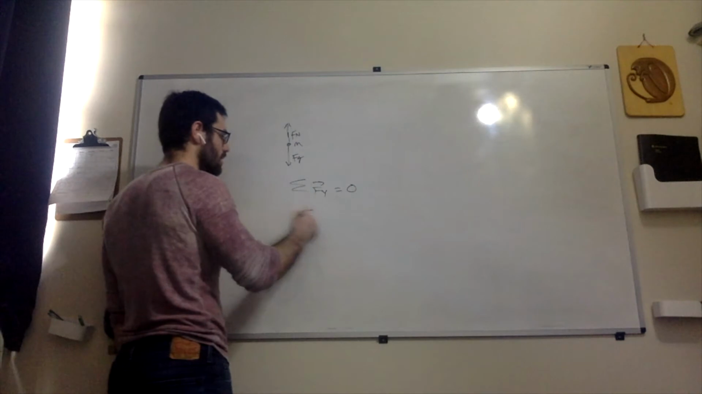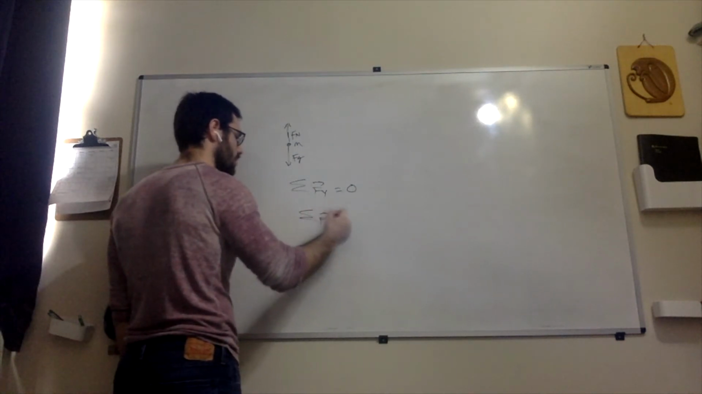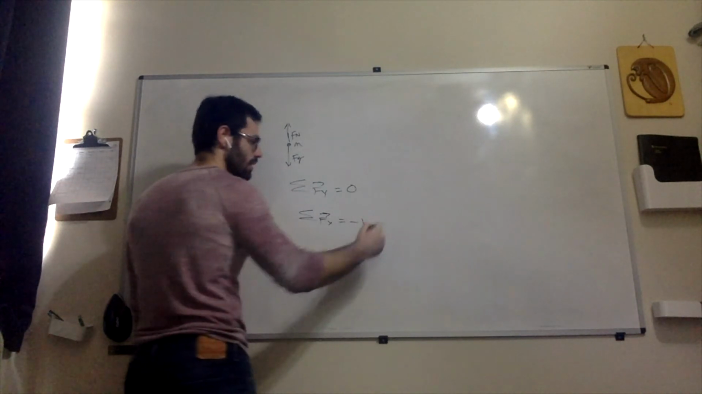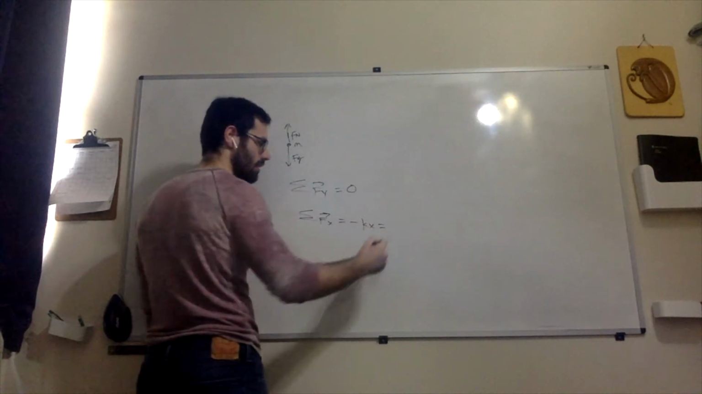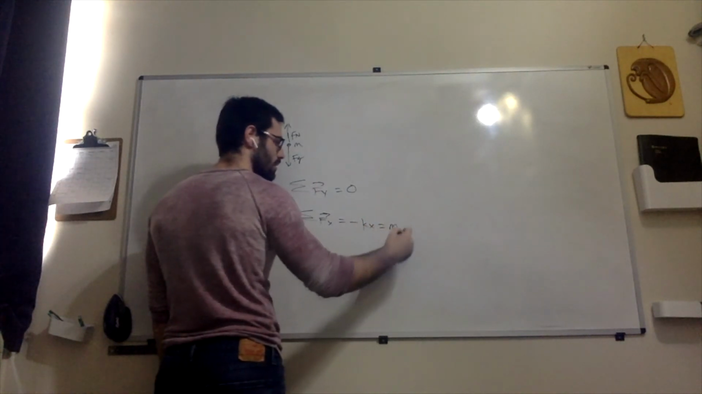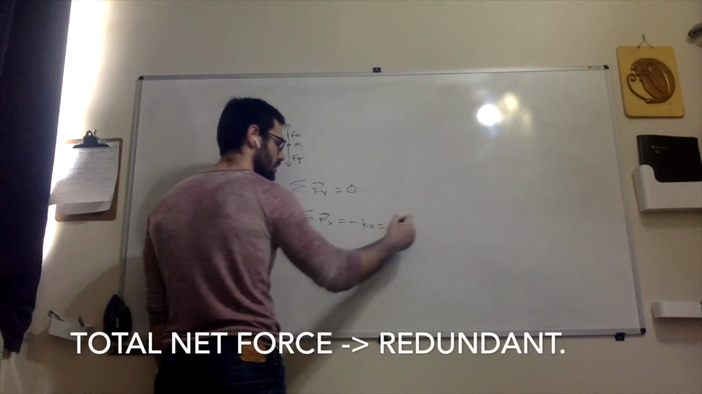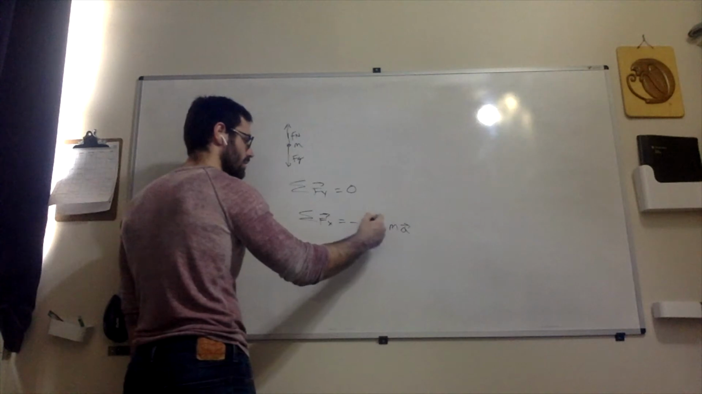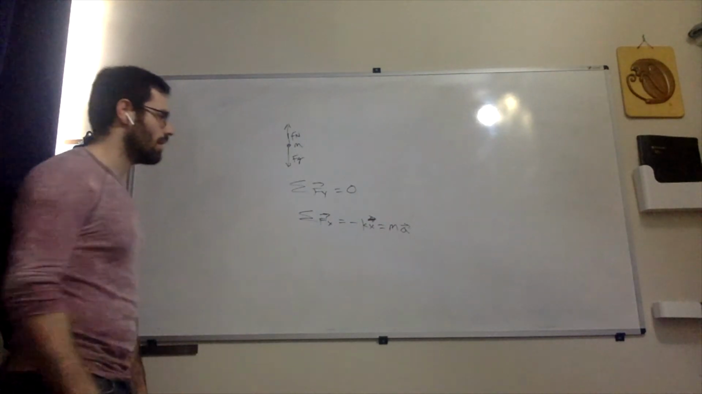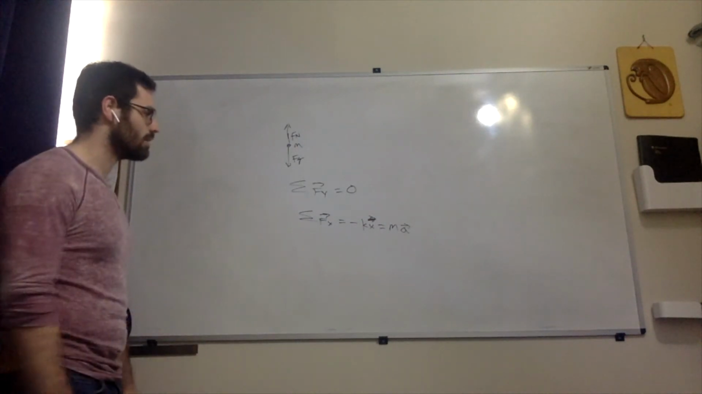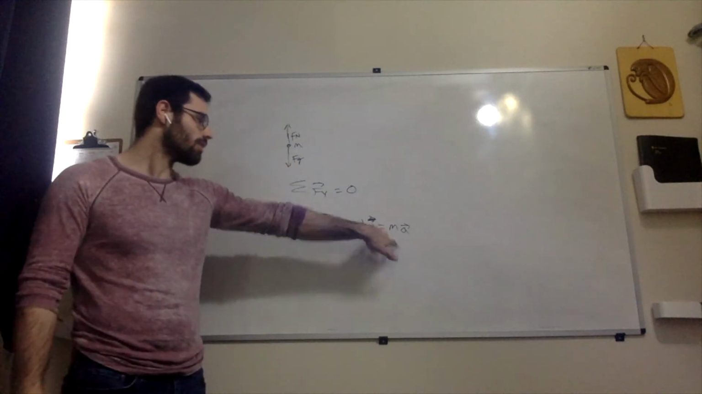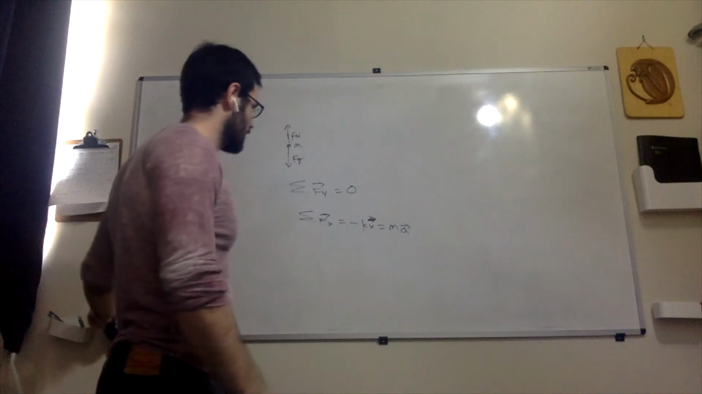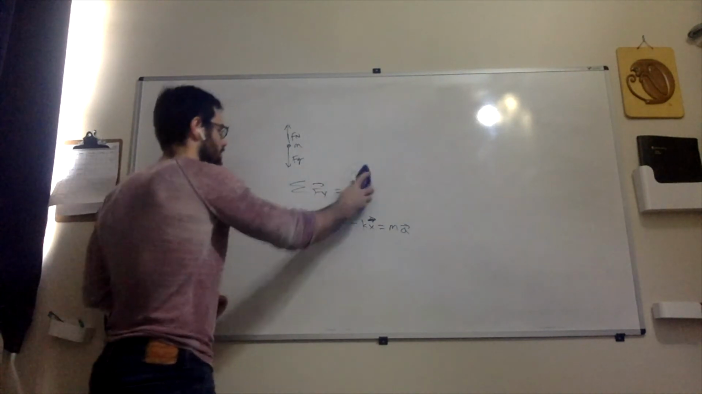but the sum of the forces in the x direction is negative kx, which is in fact going to be the total net force, which is ma. And note this x is a vector as well. And so let's evaluate this equation and see what we can pull out of it. Okay.